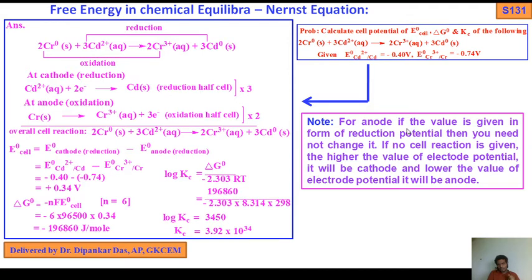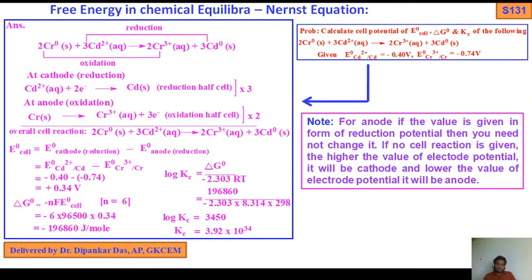A note for the anode: if the value is given in the form of reduction potential, then you need not change it. If no cell reaction is given, the anode, why? Because anode means oxidation. Okay, we put a negative sign, then you write the anode within the first bracket, reduction, from the galvanic cell representation. If no cell reaction is given, then the higher value of electric potential will be the cathode. Keep in mind, very important thing.